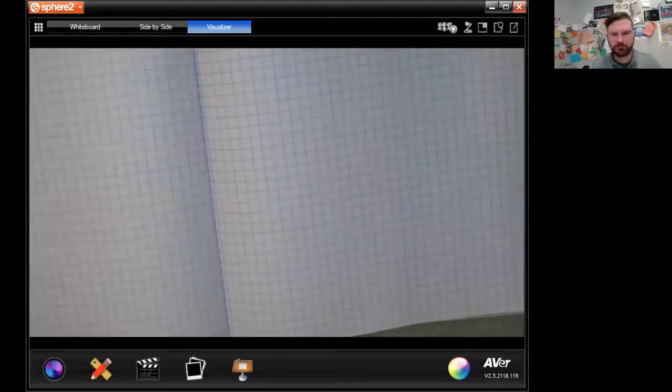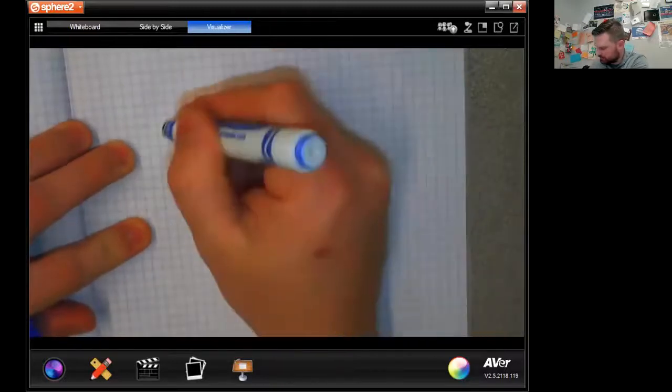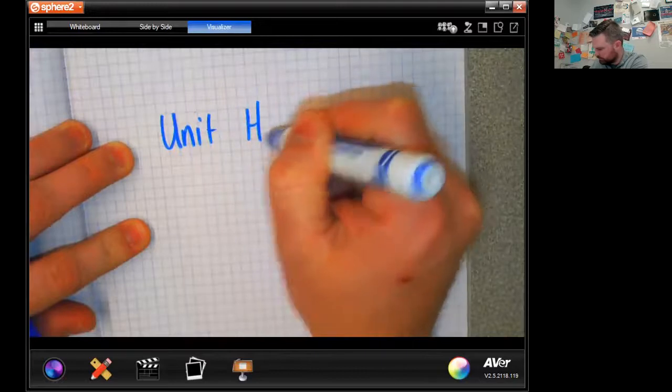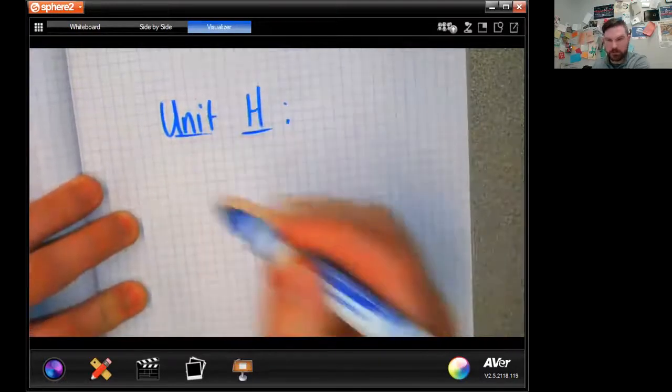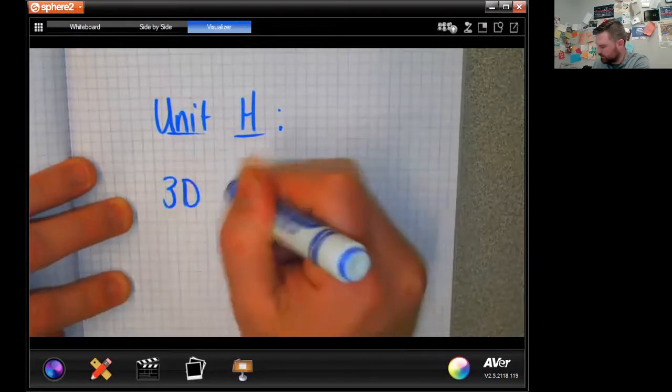So we're going to start here on page 111, and we'll do some groundwork here. So page 111, we're going to start with Unit H. And Unit H deals with 3D geometry.